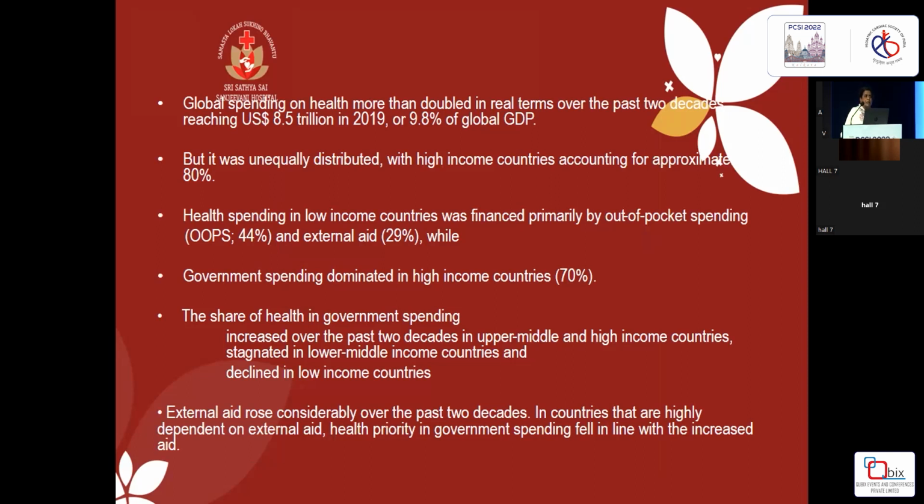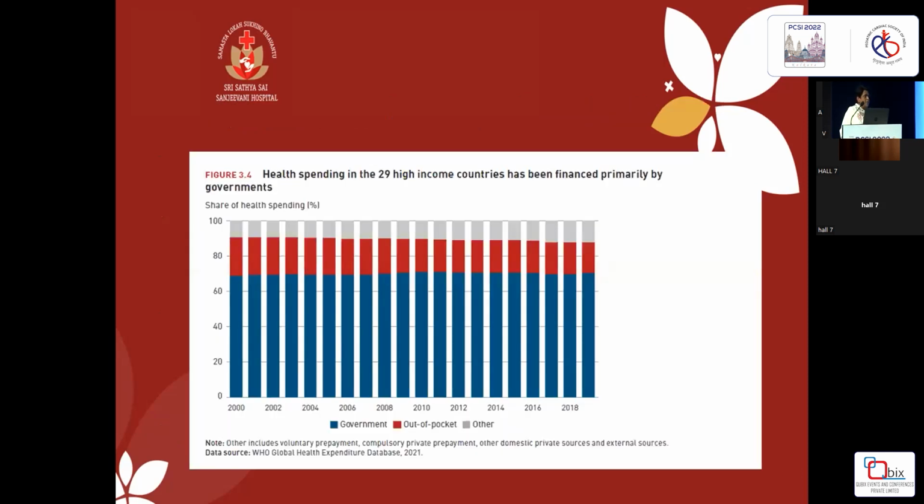In the high-income countries, government takes up more than 70% of the cost of healthcare. It has increased in the past 2 decades from 2000 to 2020. The low-income countries depend either on out-of-pocket expenditure or on external aid. So this is a typical graph of spending in a high-income country. The blue bars are the spending by the government, which comes to about 70% on average. The light blue is social insurance, and the one in the middle is the out-of-pocket spending in the 29 high-income countries as designated by WHO.